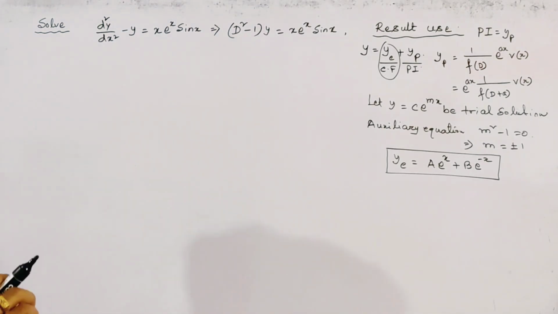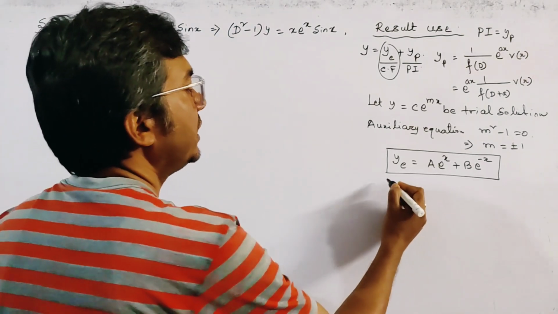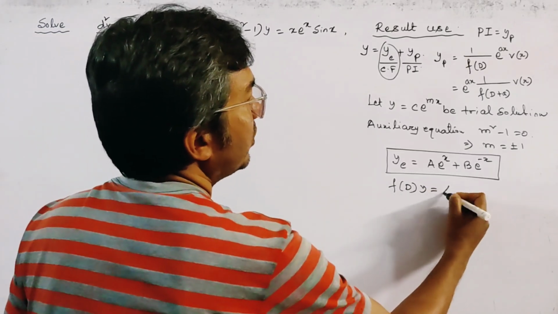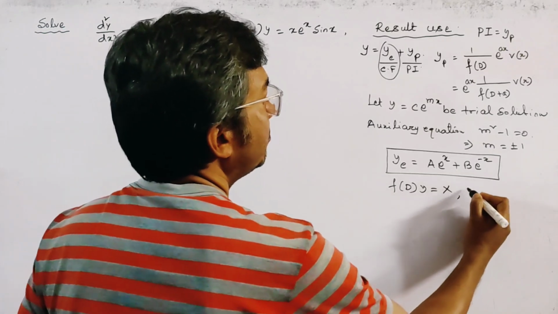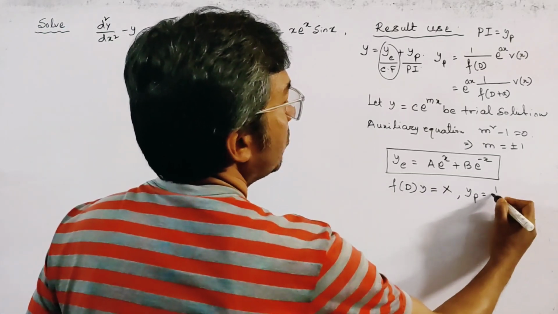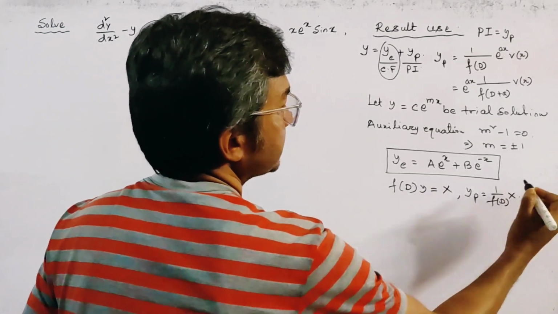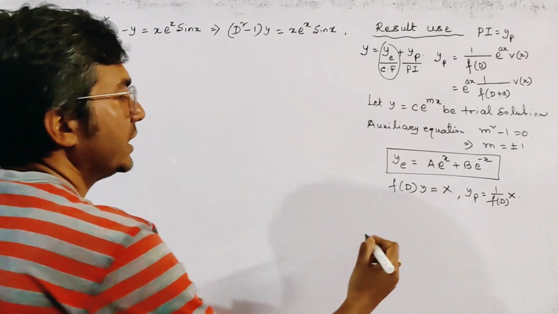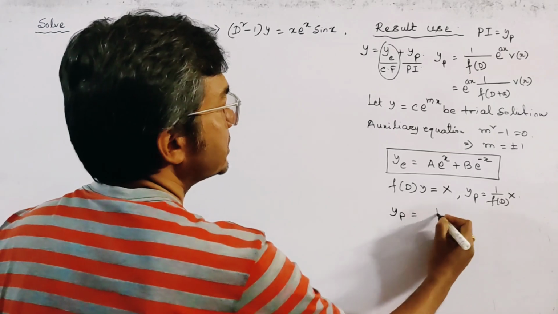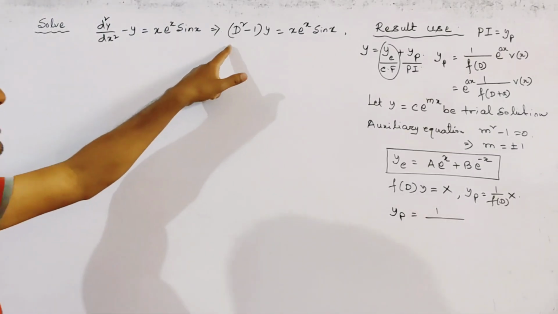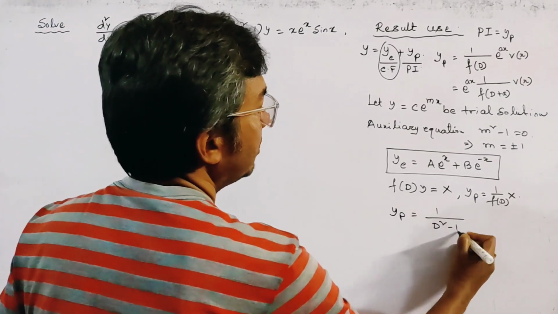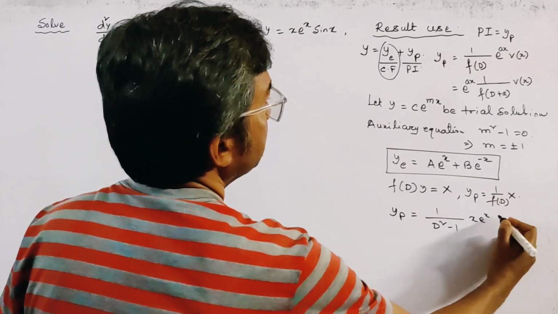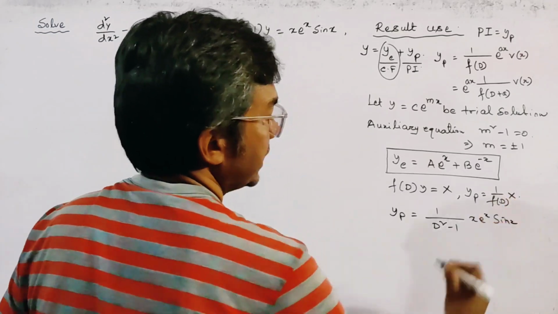Now we turn to the particular integral. The particular integral of a differential equation of the form f of D into y equal to X is given by yp equal to 1 by f of D into X. Here the particular integral for this differential equation is given by, where f of D means D square minus 1, and X is x e to the power x sin x.